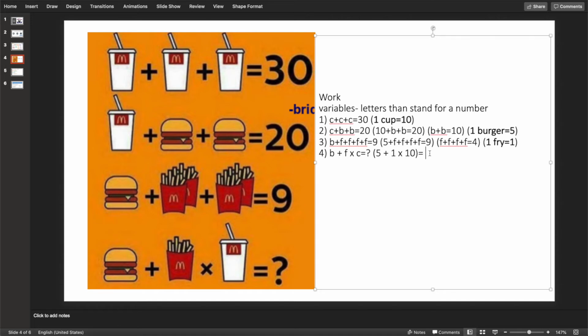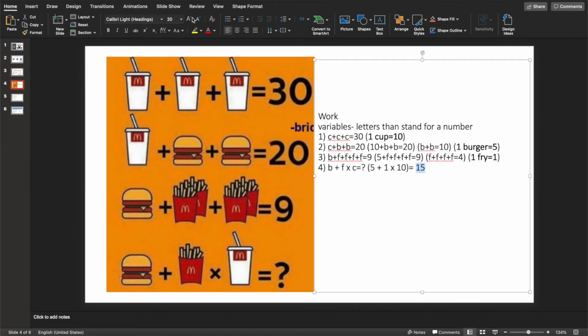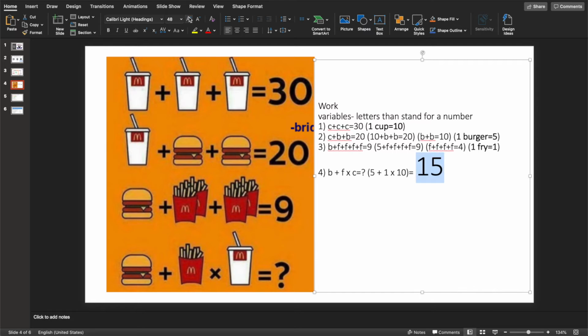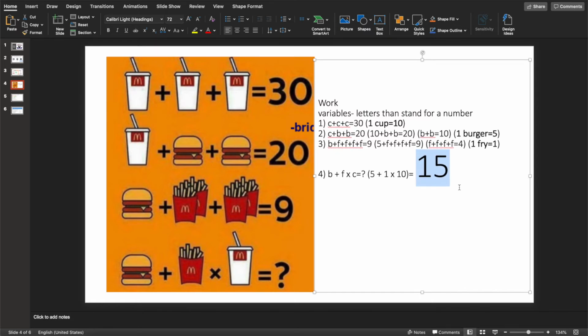1 times 10 is, good, 10. And then 10 plus 5, 15. Look at you. Ooh, y'all got this now. Don't play me. Y'all got this right here. All right, there you go. 15.